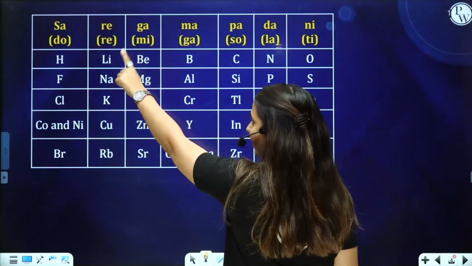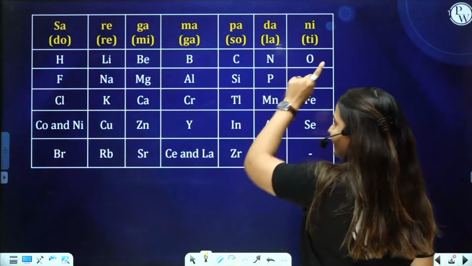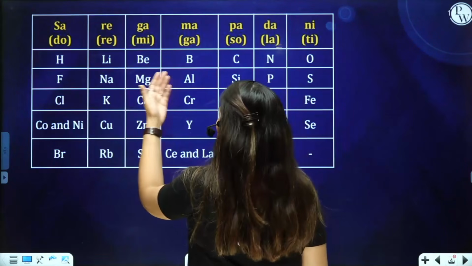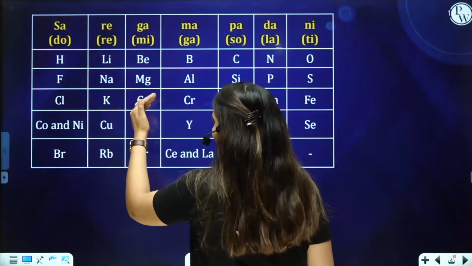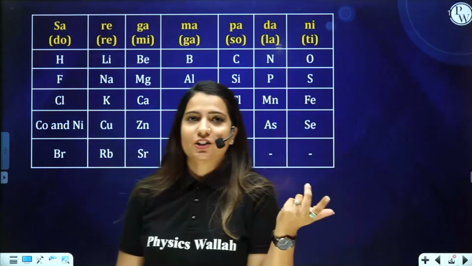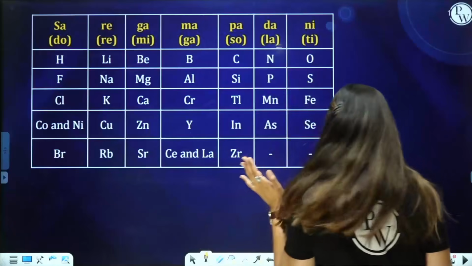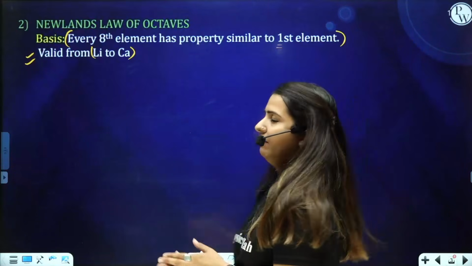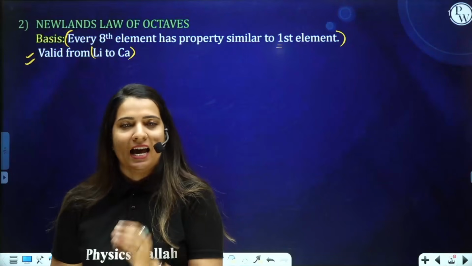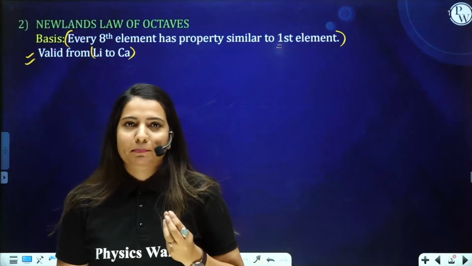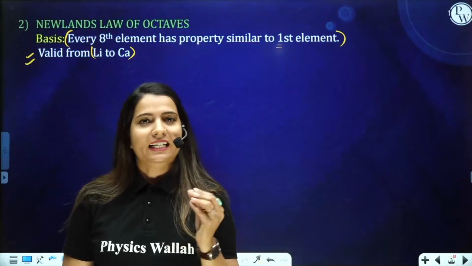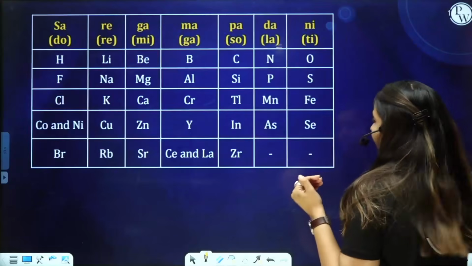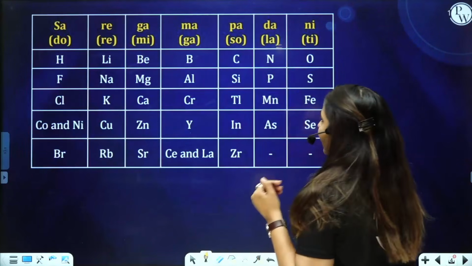Similarly, you start with lithium, 1, 2, 3, 4, 5, 6, 7, 8. You are reaching sodium, with similar properties. Start with magnesium, 1, 2, 3, 4, 5, 6, 7, 8. Calcium has the same property as magnesium. So the only thing you need to remember is the basis of selection, that every eighth element has properties similar to the first element. And yes, this model was only followed till calcium. After that, it was not followed. So you have to remember that this is only valid till calcium.